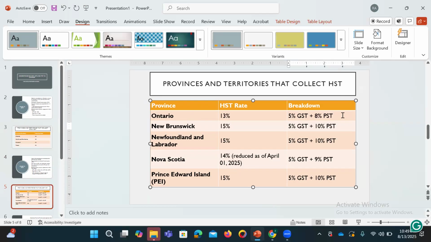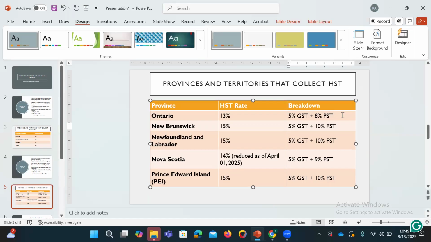Newfoundland and Labrador is similarly 15%, similar to New Brunswick. Nova Scotia was previously 15%. As of April 1st, 2025, it was reduced to 14%. So now it's 5% GST and a 9% provincial portion. Before April 1st, 2025, it used to be 5% GST and 10% provincial portion. Prince Edward Island is 15% again, which is 5% federal portion and 10% provincial portion.